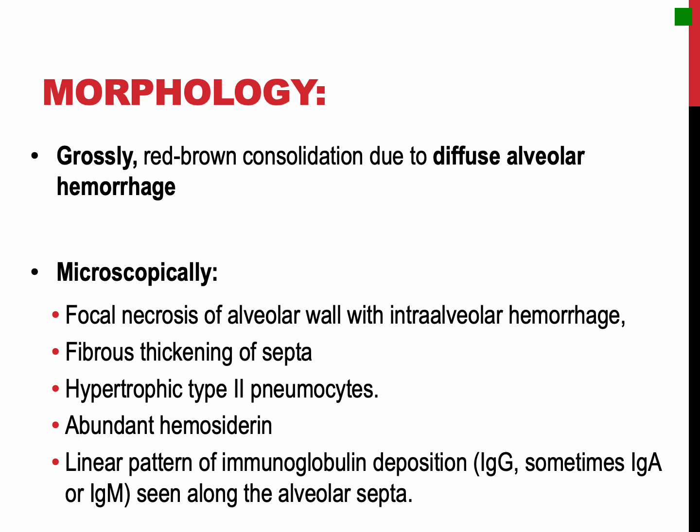Grossly, the lung shows areas of red-brown consolidation due to the diffuse alveolar hemorrhage. Microscopically, focal necrosis of the alveolar walls associated with intra-alveolar hemorrhage, fibrous thickening of the septa, and hypertrophic type 2 pneumocytes are seen. Abundant hemosiderin can be seen due to the earlier episodes of hemorrhage. The alveolar septa show the characteristic linear pattern of immunoglobulin deposition, usually IgG, sometimes IgA or IgM, which is the hallmark diagnostic finding in renal biopsy specimens.